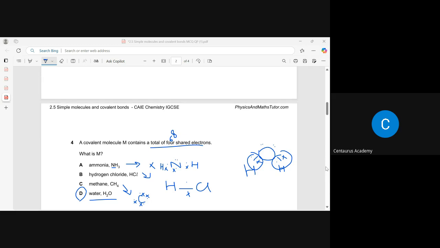If they ask you particularly for 4 shared pairs of electrons, a pair means 2 electrons are shared, then you're going to mark C. Then your option choice would be C. That would be correct, absolutely. But here they didn't ask for pairs. You have to look into the question again and again. You have to look into the context of the question. Is everybody clear about this? Do we have any particular queries regarding this question?